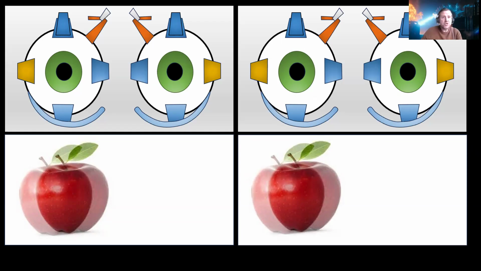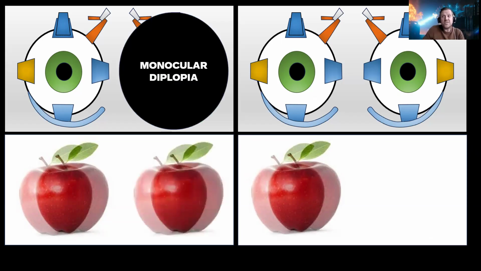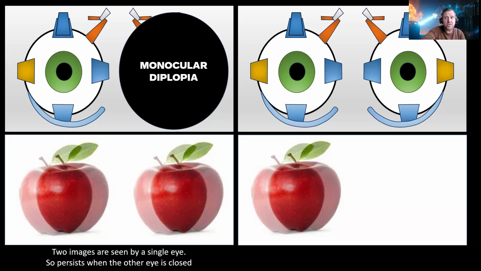Now imagine that patient 1 and patient 2 are both asked to close one of their eyes. So let's say the left eye. If patient 1 closes the left eye, the patient still sees two apples. This is monocular diplopia. So the two images are seen by a single eye and a double vision persists when the other eye is closed. What does this mean? The cause for the diplopia is local. It's situated in the right eye. Could be at the level of the retina, could be the lens, whatever, but it's an intraocular problem.